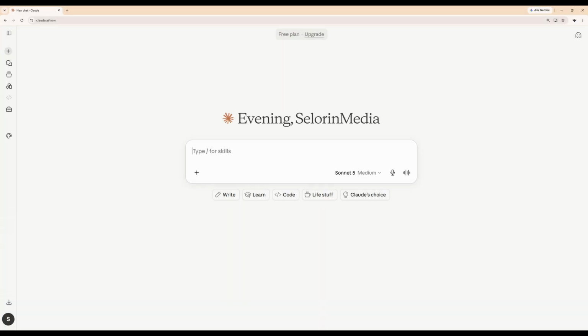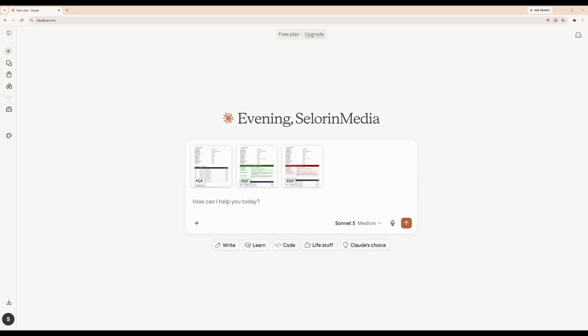We're on Claude.ai, standard browser. We're going to drag all 3 statements into one chat thread so Claude has the full picture for every prompt we run. All 3 are in. Claude has everything now: balances, transactions, and the small print on every card. Let's start with prompt 1.